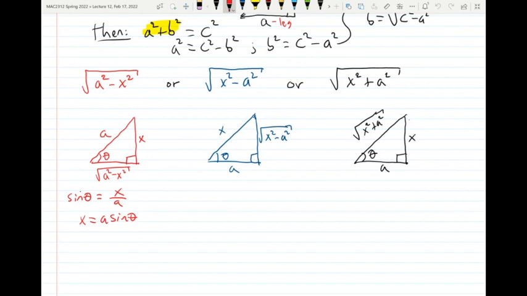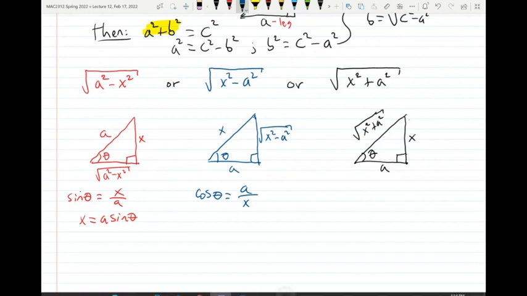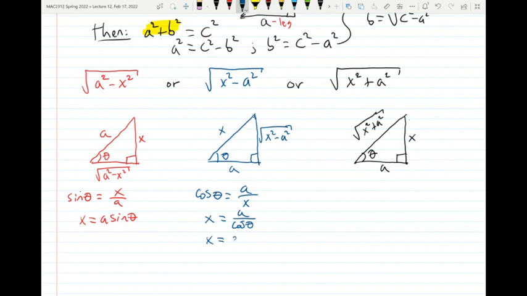How about the blue case? Let's see. What are the sides that we should be considering? Adjacent and hypotenuse. What function comes to your mind when we say this? Cosine. So that's fine. So let's put cosine. So cosine is adjacent over hypotenuse. Yes? Remember, you want to avoid the side with the square root. You need to use the other two sides. So now, solving for x, what do we get? We get that x is a over cosine, but we don't like to work with fractions. So what's 1 over cosine? A secant, right? So in this case, the substitution is a times secant of theta.